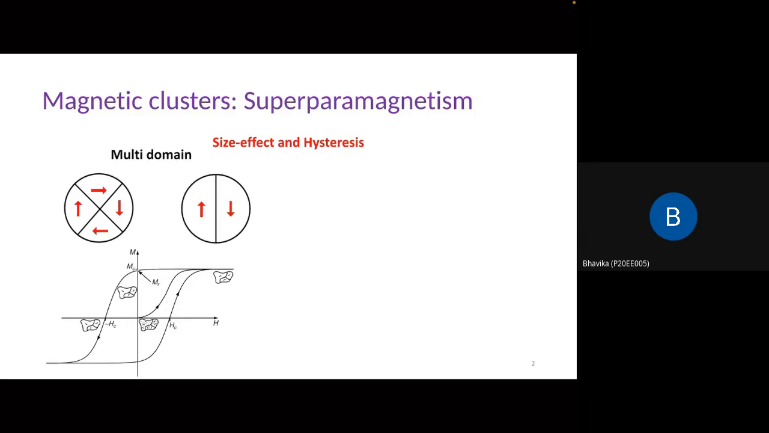Now, if we start to make it smaller, we break this big bulk magnetic material, which has lots of domains, into smaller sizes. So what happens? Most likely it can either stay in a multi-domain state, or it might go to a single domain state. What is actually observed is that this single domain state is energetically favorable.